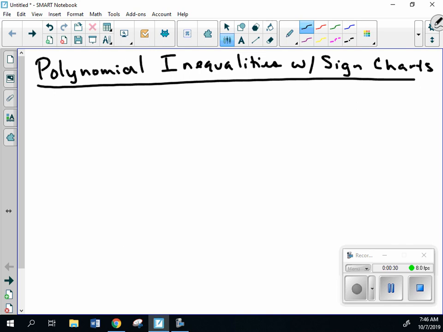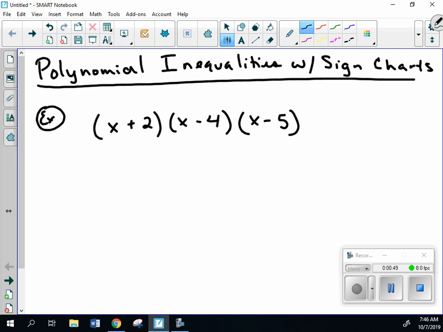So when we're looking at this, it's easier if I just give you an example and then explain it off the example. Let's say that we have (x + 2)(x - 4)(x - 5), and that's supposed to be greater than or equal to 0. We're going to ignore the greater than 0 for right now and figure out where my zeros are. So my zeros are located at -2, 4, and 5.